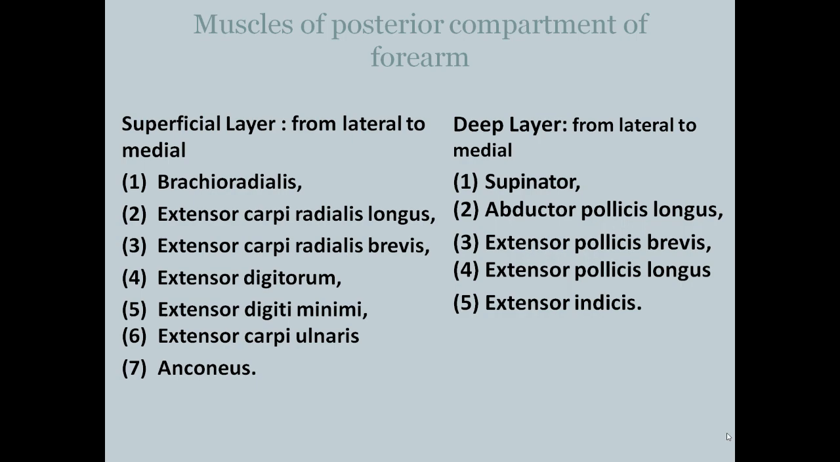These are brachioradialis, extensor carpi radialis longus, extensor carpi radialis brevis, extensor digitorum, extensor digiti minimi, extensor carpi ulnaris, and anconeus. Whereas in the deep layer, the muscles are present from lateral to medial: supinator, abductor pollicis longus, extensor pollicis brevis, extensor pollicis longus, and extensor indicis.